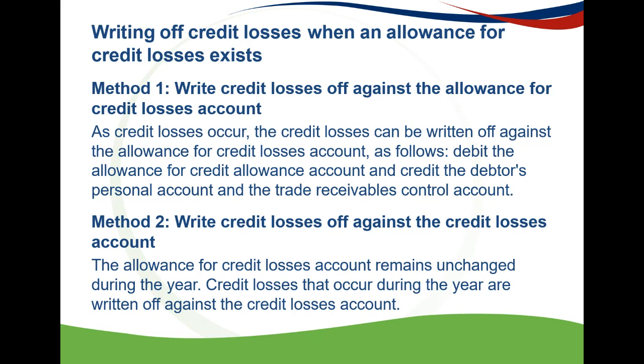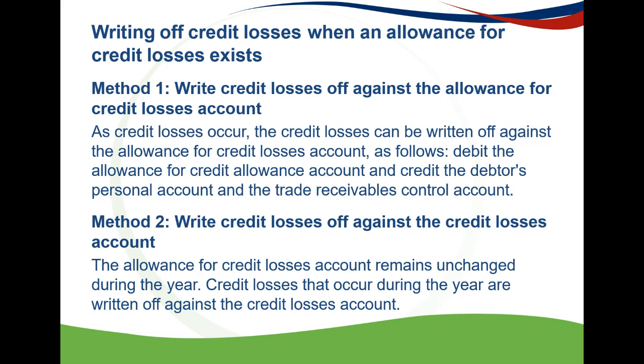So that's method 1. Method 2: write credit losses off against the credit losses account. This is the old way. The allowance for credit losses account remains unchanged during the year, and credit losses that occurred during the year are written off against the credit losses account.